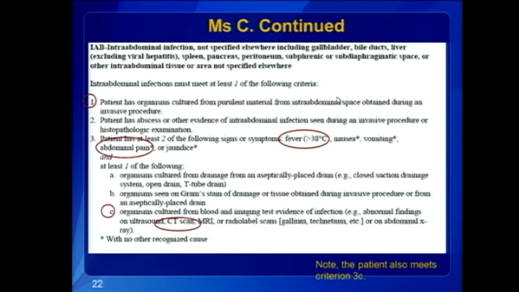In addition to meeting the organ space infection, as you know, the patient also needs to meet one of the site-specific organ space infections. In this case, it's the IAB, intra-abdominal infection. And the patient has organisms cultured from purulent material from intra-abdominal space obtained during the invasive procedure. So that's number 1, and that's the one that's determining that this BSI is secondary. But you can see the patient also meets criterion 3: fever, abdominal pain, organisms cultured from blood, and a positive CT scan.